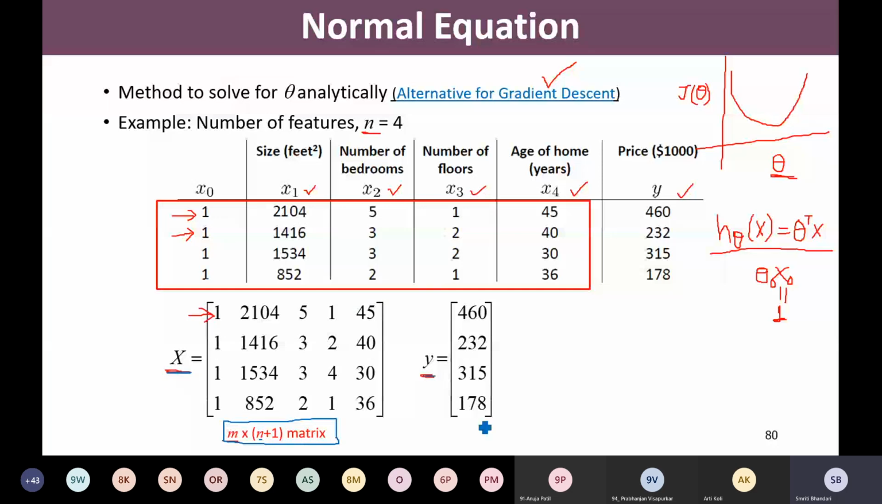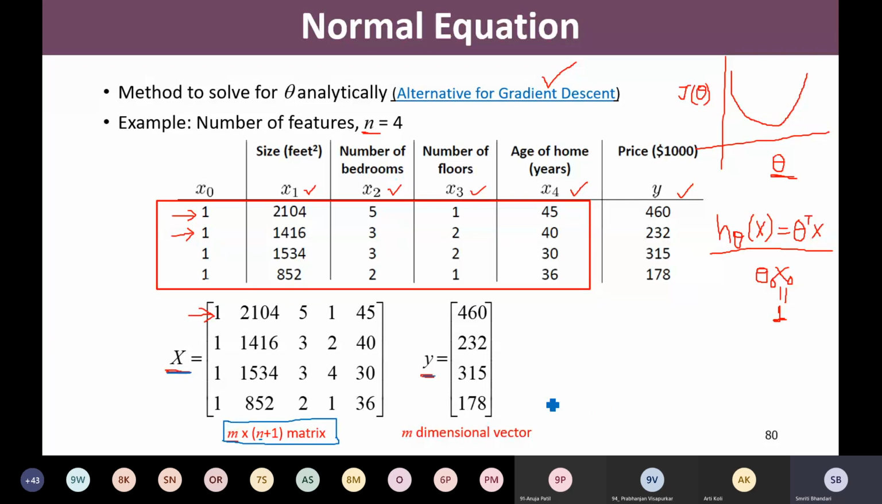What about the size of this vector Y? Obviously this is an m dimensional vector because I am having m examples here. So the number of elements in Y are m. So X is having the dimension m by n plus 1, whereas Y is my m dimensional vector.